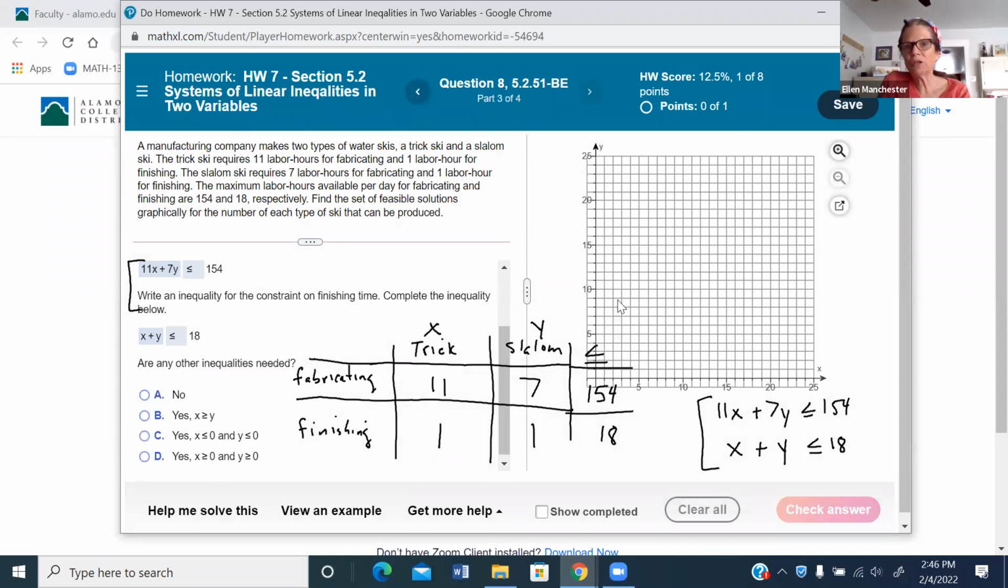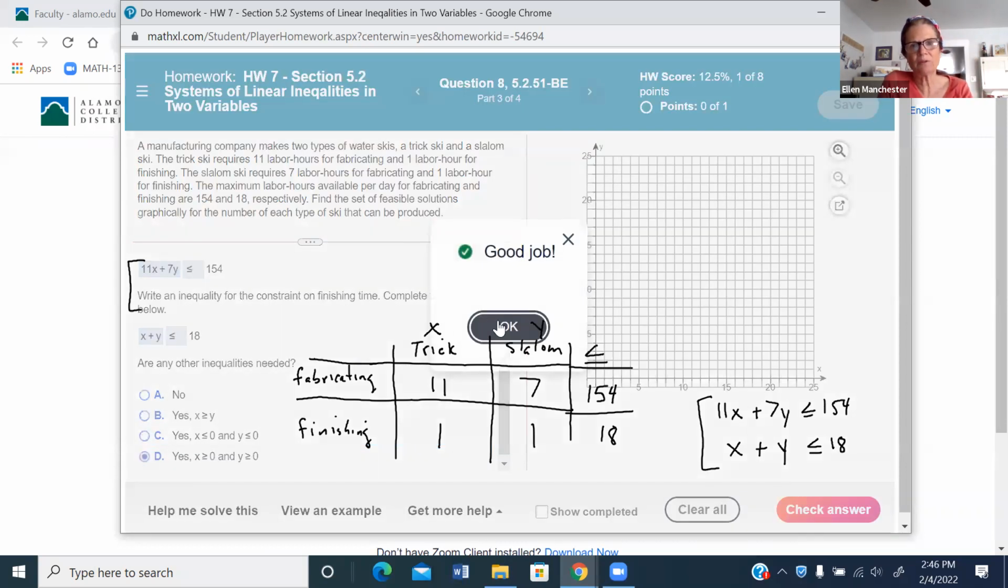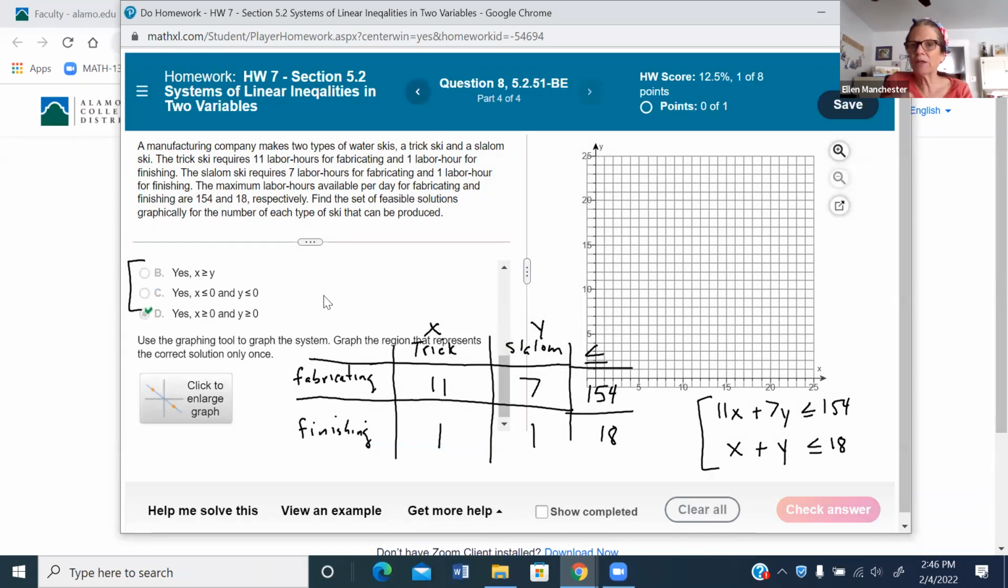Well, there are, because if you look at this graph, this graph only looks at the positive x and the positive y. So we have to have x is greater than or equal to 0, and y greater than or equal to 0. Make sure you read your signs. You always read your signs from left to right. So if you see the bigger side open first, that's your greater than. Check my answer. Okay, now we're going to graph it.